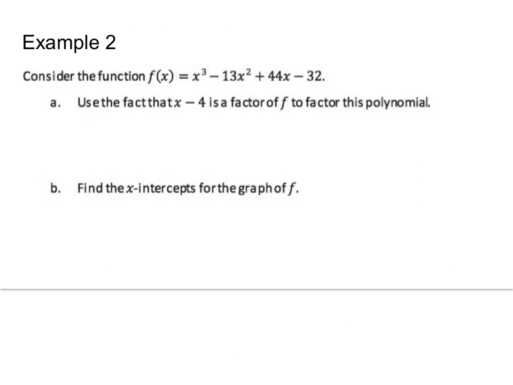Okay, all right, example 2. Consider the function f of x equals x cubed minus 13x squared plus 44x minus 32. Use the fact that x minus 4 is a factor of f to factor this polynomial. So I'm going to do some division by x minus 4 to figure out the rest of it. I'm going to go ahead and push pause, and we'll factor this for us.